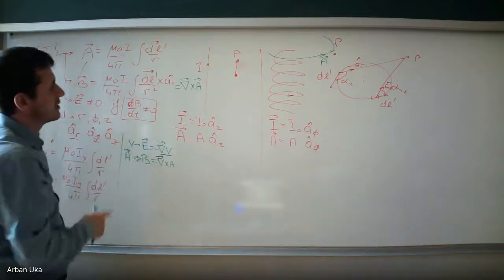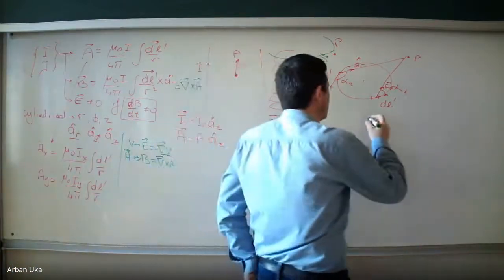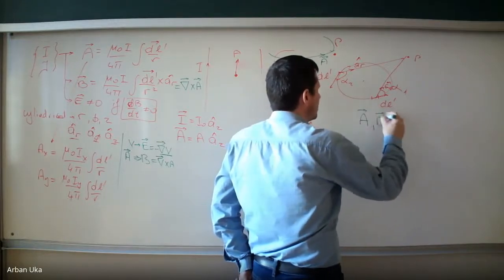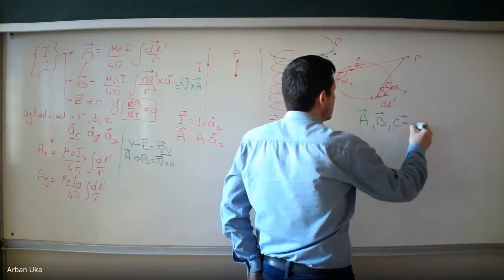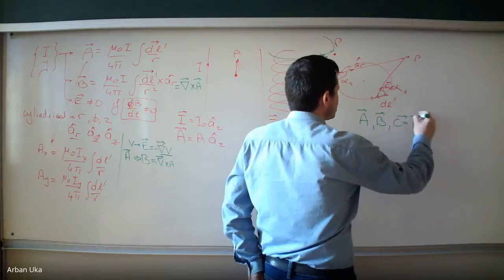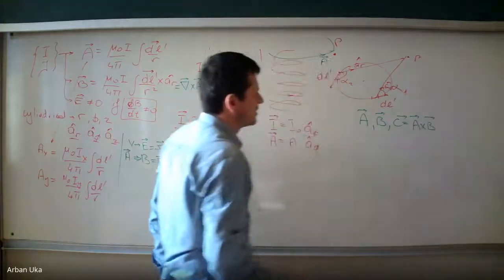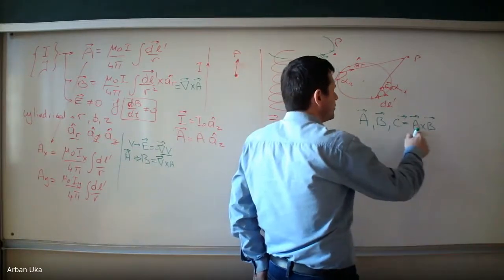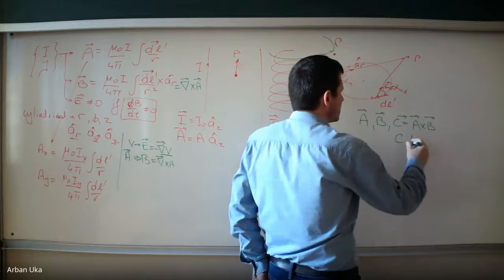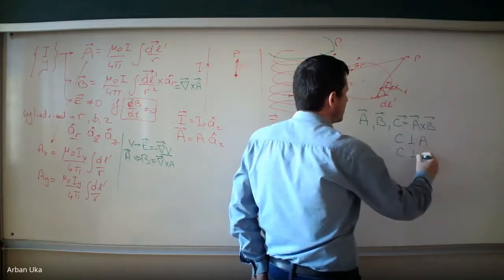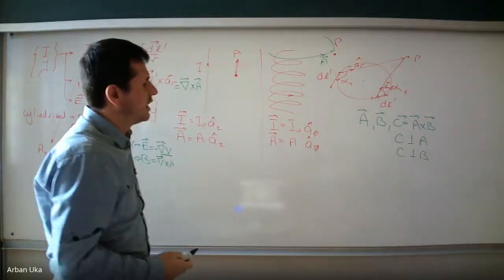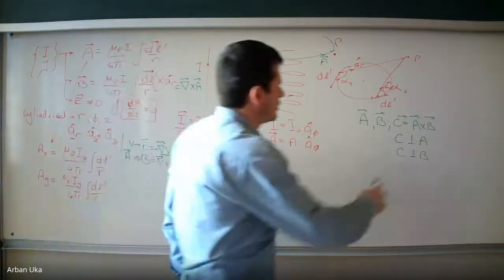Good. Now let's remind you about something essential. If we have two vectors A and B, what can you say about the vector C, which is equal to A cross B? We might say that C is going to be perpendicular to A and perpendicular to B, right? C is perpendicular to A and C is perpendicular to B. We expect this.